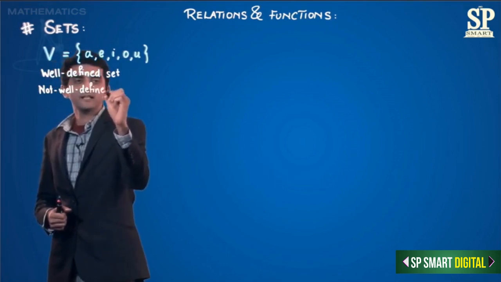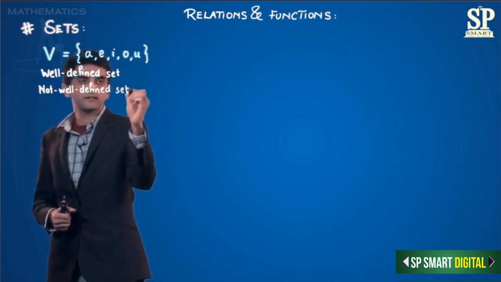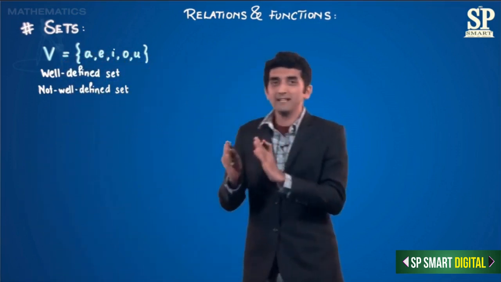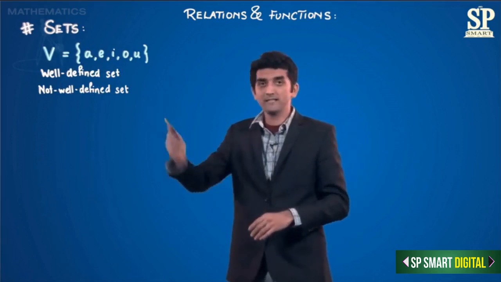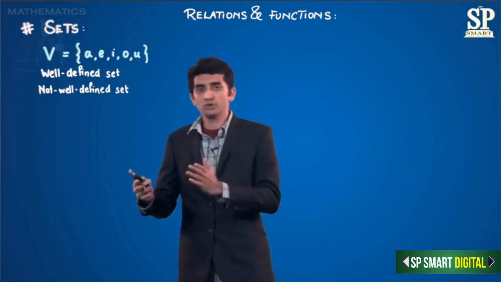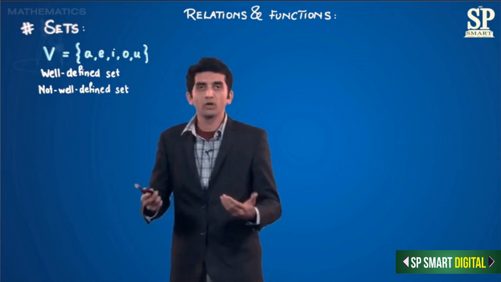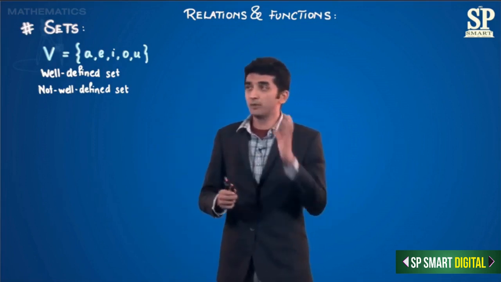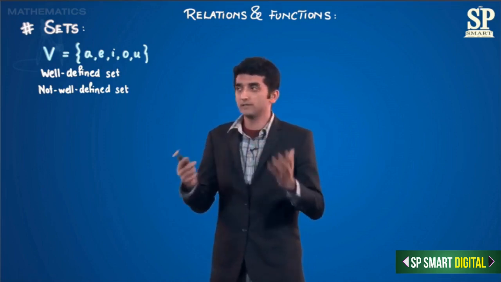So if the condition, the definition, the proposition is a well-defined one, then it is called a well-defined set, and on the other hand, if it is not so well-defined, it is called a not well-defined set. So these are the two basic distinguishing things when we start off knowing what a set is.